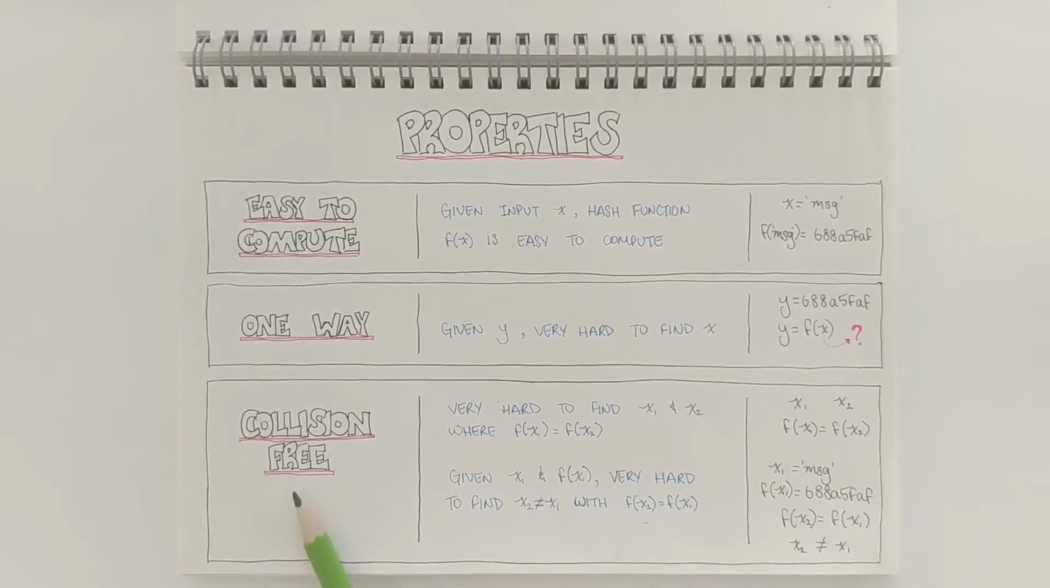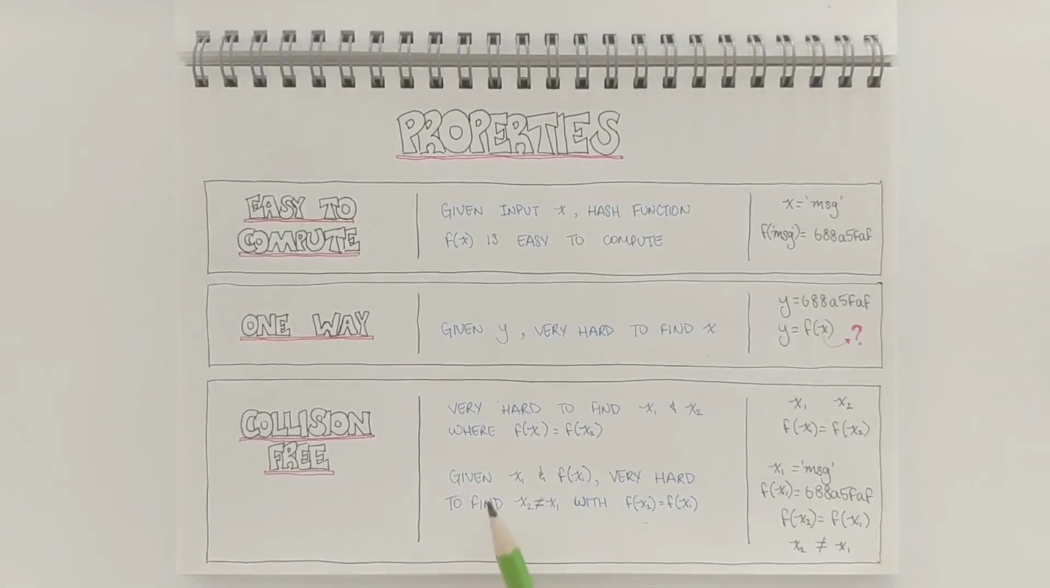And the last property is broken down into two parts, and that's being collision free or collision resistance. So the first part is that it's very hard to find two inputs, x1 and x2, where the outputs will be the same. That means it's very hard to find two inputs, x1 and x2, that are going to provide the exact same output when they're put in a hash function.